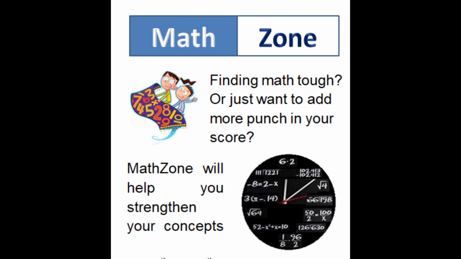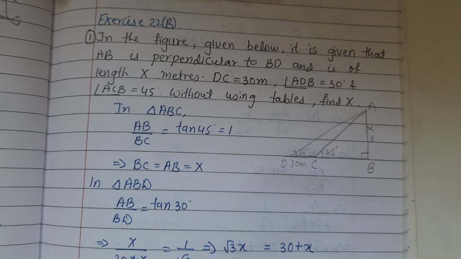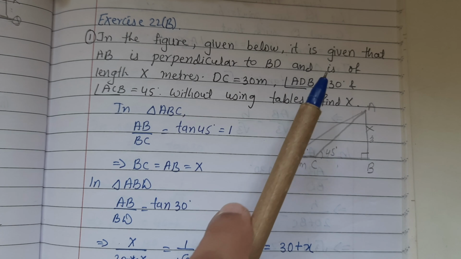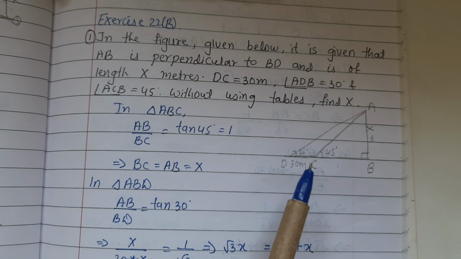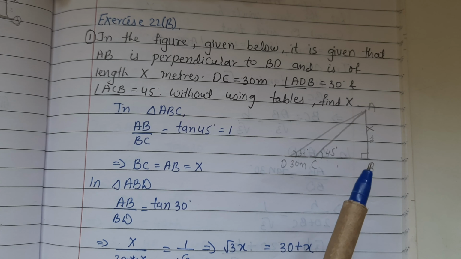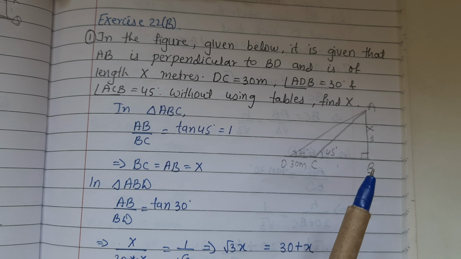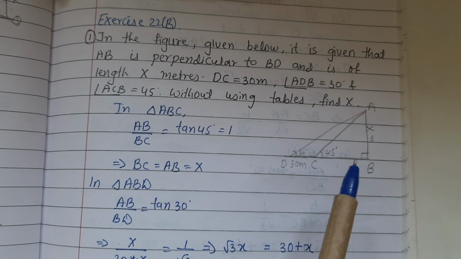Class 10, Chapter 22, Heights and Distances. Exercise 22b, sum number 1. In the figure given below, it is given that AB is perpendicular to BD and is of x meters. DC equal to 30 meters. Angle ADB is 30 degree and angle ACB equal to 45 degree. Without using table, find x.